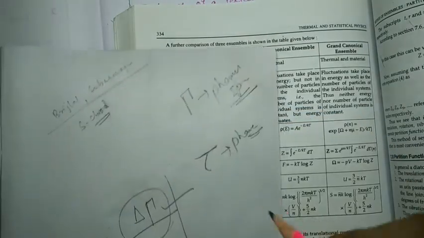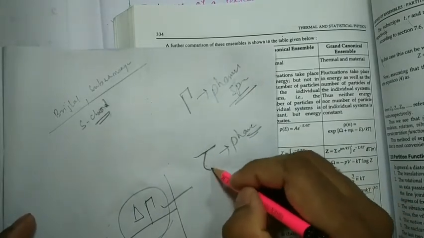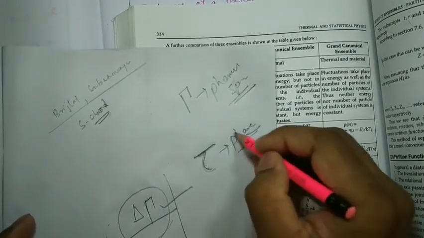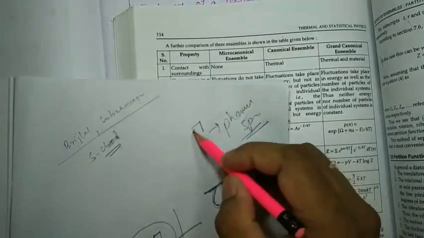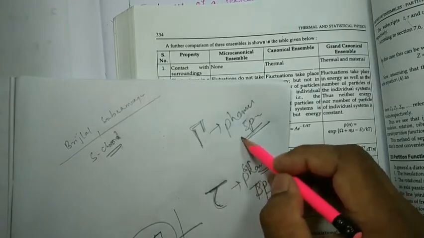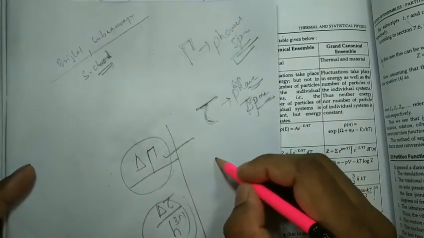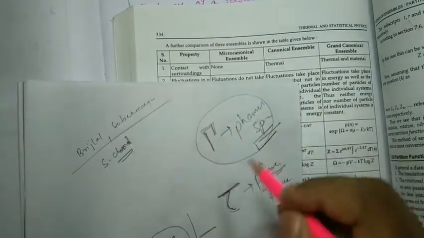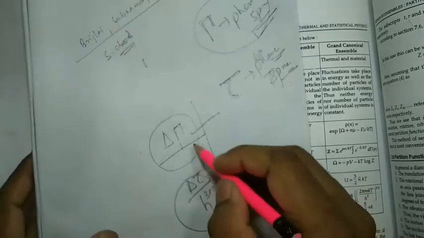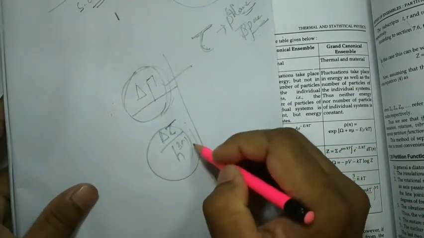Okay. In our note, I have considered that tau is the phase space representation. But in this book, they have taken the gamma symbol as the phase space representation. So you can again ask, sir, if gamma, then only gamma is written here, and you are telling that it is del tau by h to the power 3n.